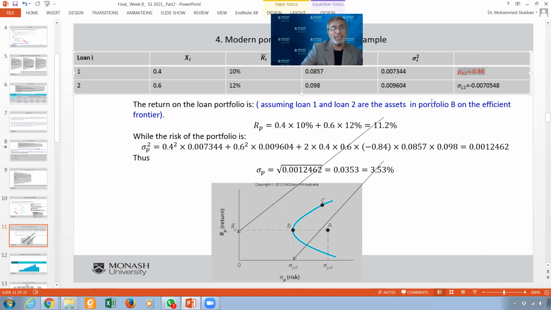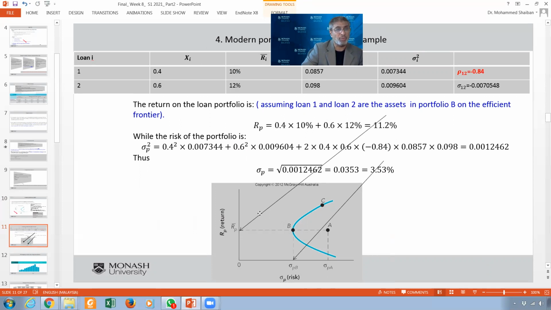Now what you do is you go and you calculate first the return. The return is very straightforward, no problem. 40 and 60: this is the weight of the first one times its return, and the second one the weight times its return, which is 60% times 12%. So this is 11% for the portfolio.